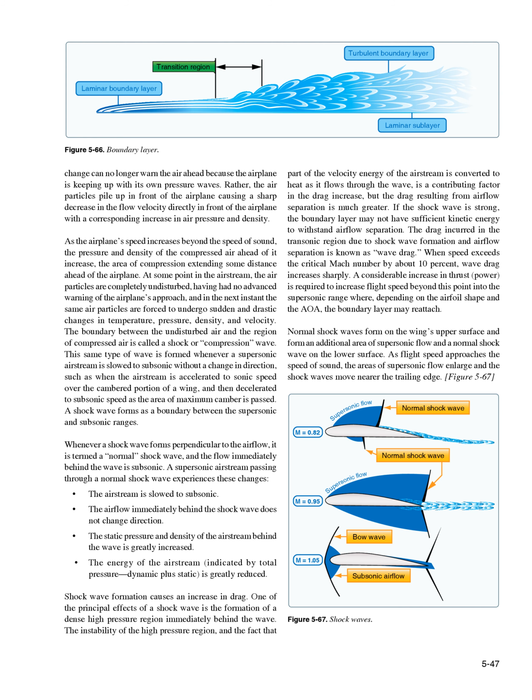The drag incurred in the transonic region due to shock wave formation and airflow separation is known as wave drag. When speed exceeds the critical Mach number by about 10%, wave drag increases sharply. A considerable increase in thrust, power, is required to increase flight speed beyond this point into the supersonic range where, depending on the airfoil shape and the AOA, the boundary layer may reattach. Normal shock waves form on the wing's upper surface and form an additional area of supersonic flow and a normal shock wave on the lower surface. As flight speed approaches the speed of sound, the areas of supersonic flow enlarge and the shock waves move nearer the trailing edge. Figure 567.